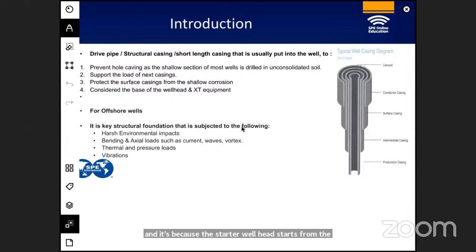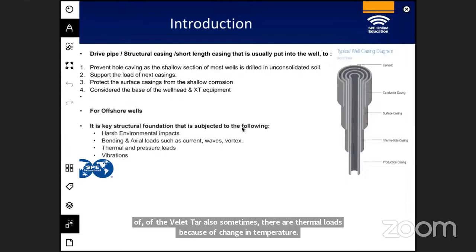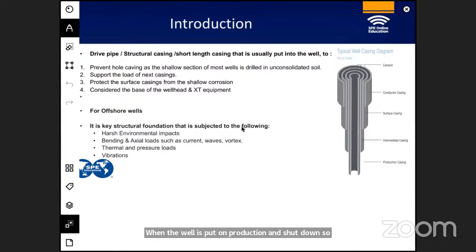For an offshore well, it is exposed to a very harsh environment. There are bending and axial loads because of the currents and waves; the natural movement of the wellhead tower also sometimes has an impact. There are thermal loads because of changes in temperature when the well is put on production and shut down. These add to the additional loads, and of course the vibrations which happen because of the various equipment on the wellhead tower.